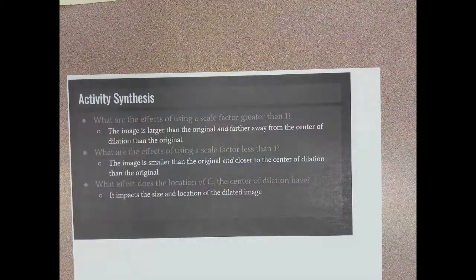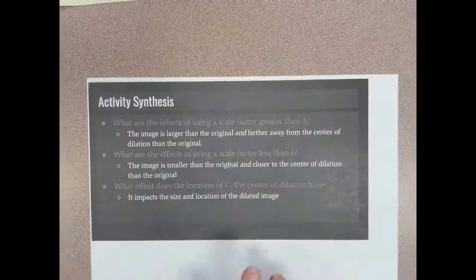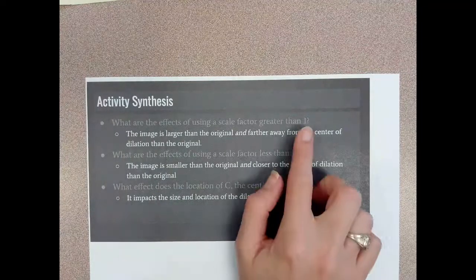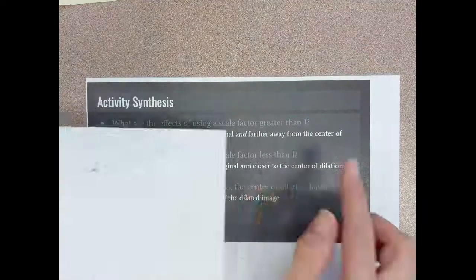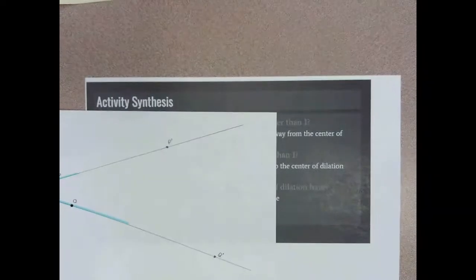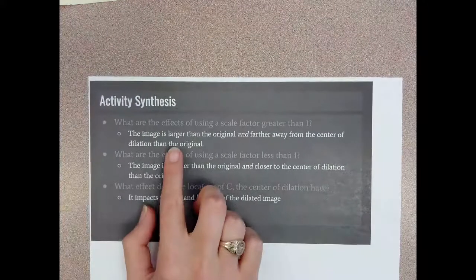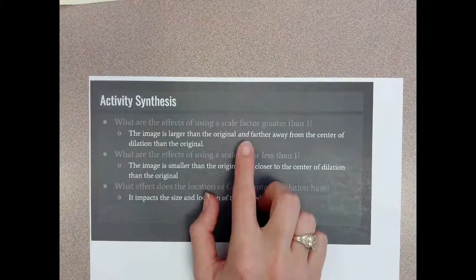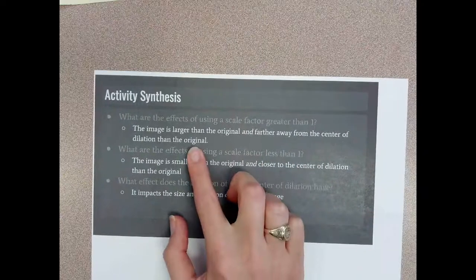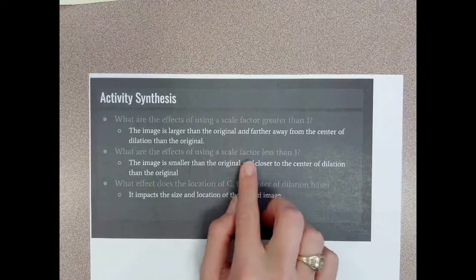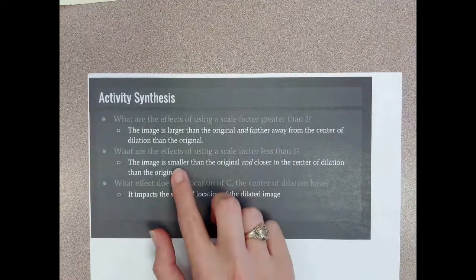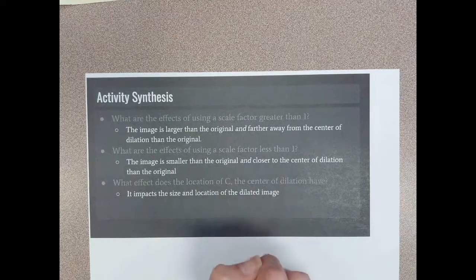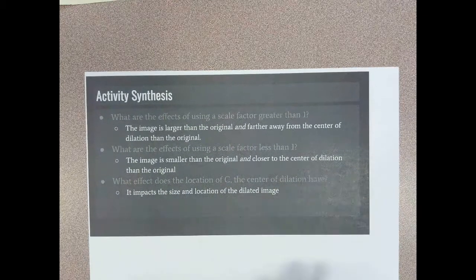So, some takeaways from this activity. What are the effects of using a scale factor greater than 1? So, P prime and Q prime were my scale factor greater than 1. Well, the image becomes larger than the original and it's farther away from the center. What are the effects of using a scale factor of less than 1? Well, the image is smaller than the original and now it's closer to the center of dilation. So that was our P double prime and our Q double prime.